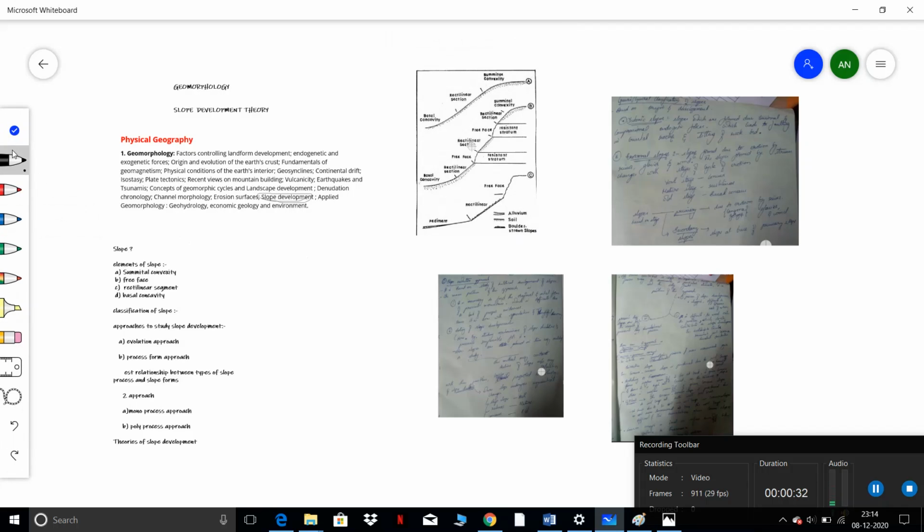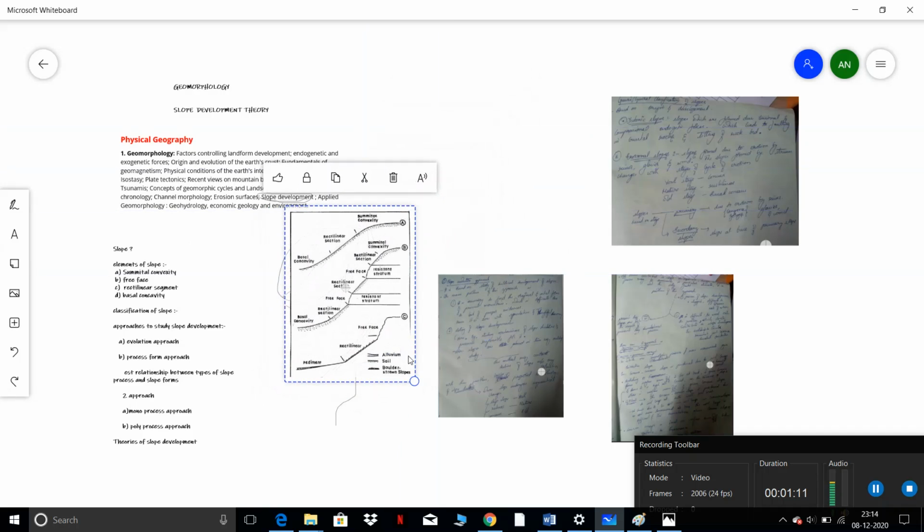What is slope? A slope is nothing but an angular inclination of a particular terrain between a hilltop and a valley. These slopes must have various elements. Each slope cannot be only a slant line. Sometimes it may go like this, like this. So each hill slope will have various segments, which will be shown here.